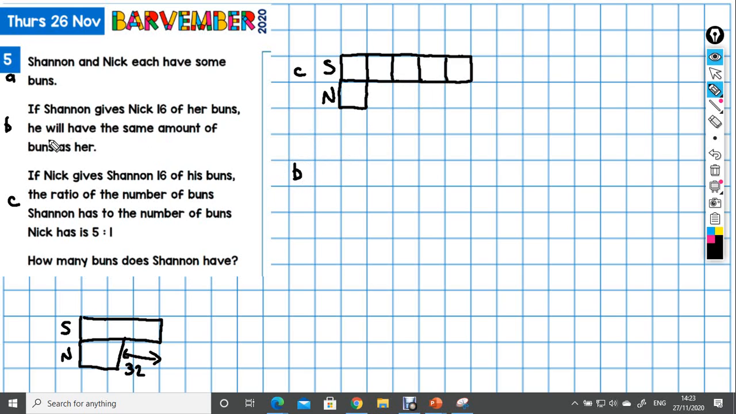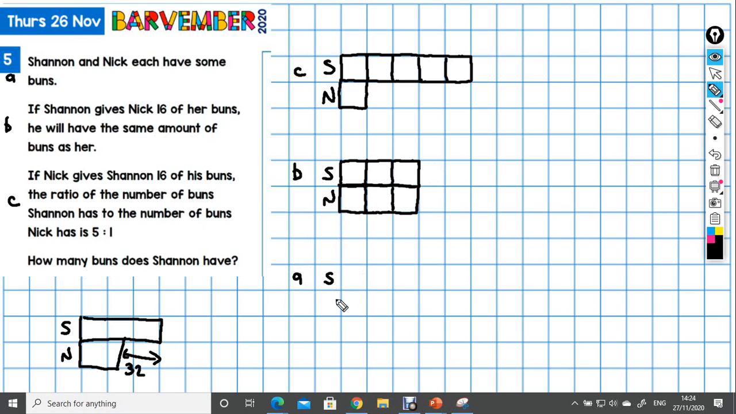What would we draw for B? Let's check it. If Shannon gives Nick 16 of her buns, he will have the same amount as her. So that was our 6 parts. They each have 3. Okay, so they have the same amount. So Shannon, in this situation, we're told that Shannon gave Nick 16 of her buns, so she must have had this and put it here, which means that A must have looked like this.